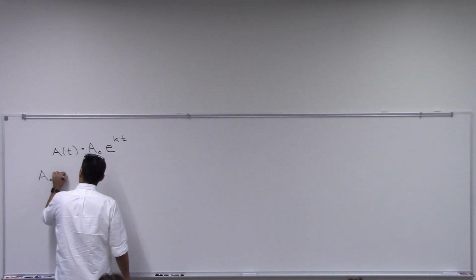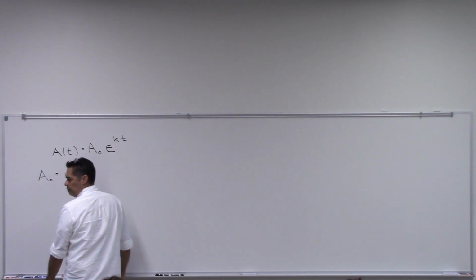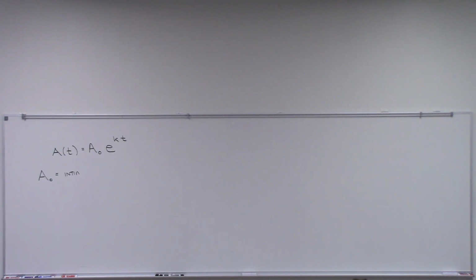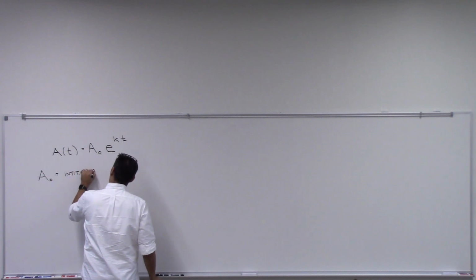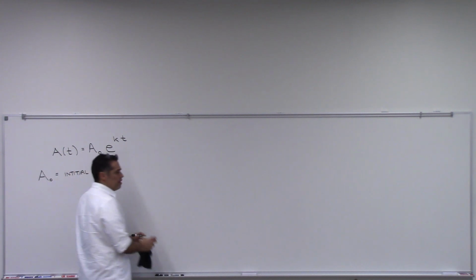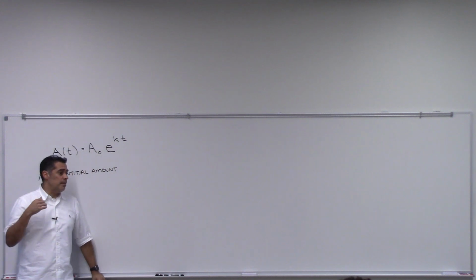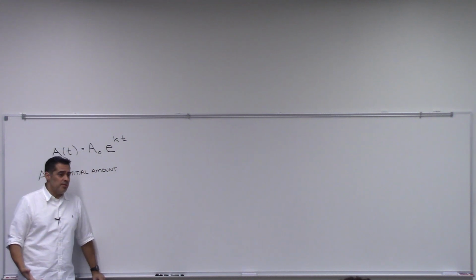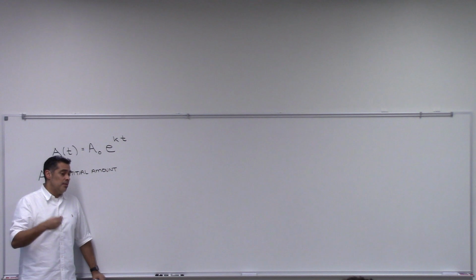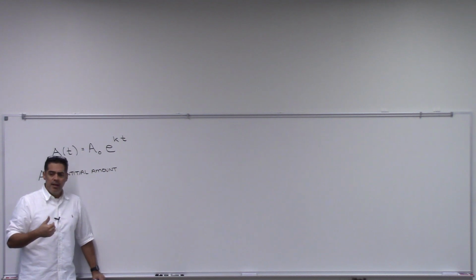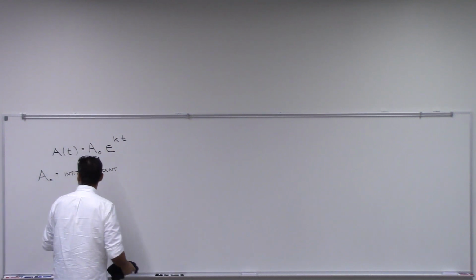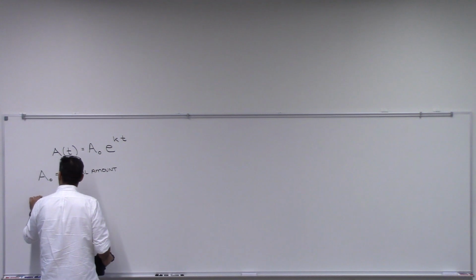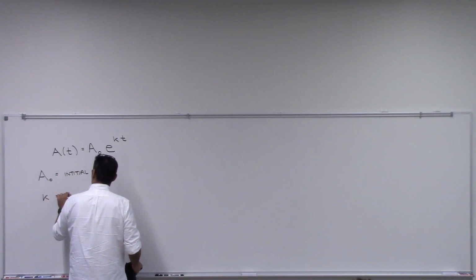A naught is what we call the initial amount. So this is how much we start with, whether it be the amount of bacteria we have, or it could be anything that grows. You could talk about populations of rabbits, whatever. This is the amount that you start with. You can also use this in finance. If you put money into the bank, this A naught would be the amount that you start with, all right? So the initial amount. And then the K here is called the growth or decay constant.